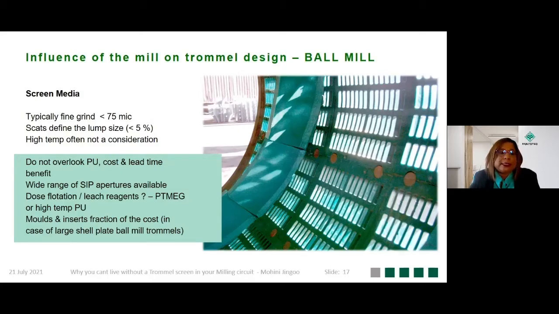Often when we look at the screening media and we choose it, temperature is not a consideration. We normally do not overlook polyurethane as they are cost effective and they can benefit you in terms of lead time. Multotec has a wide range of slot and pin apertures available, approximately 3,500 in our database. The molds and the insert fraction is a fraction of the cost in the case of large shell plate ball mill trommels.